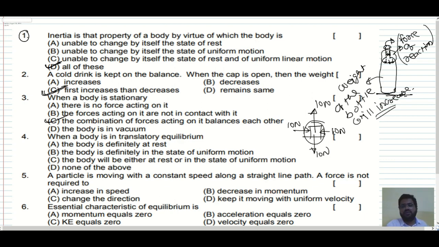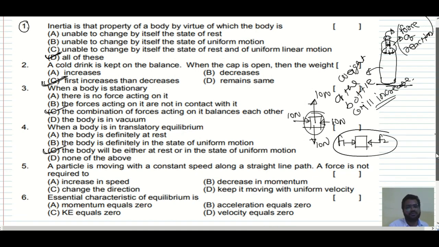Fourth question now. When a body is in translatory equilibrium. Translatory equilibrium means what? It is moving, but with a constant velocity, or else uniform motion, we can say. The body is definitely at rest? The body is definitely in the state of uniform motion? The body will be either at rest or in a state of uniform motion. Translatory equilibrium means it might be in motion, but the net force on it is equal to 0. Or else at rest, the net force is equal to 0. So it is either at rest or in a state of uniform motion. So option C is the correct option for this question.